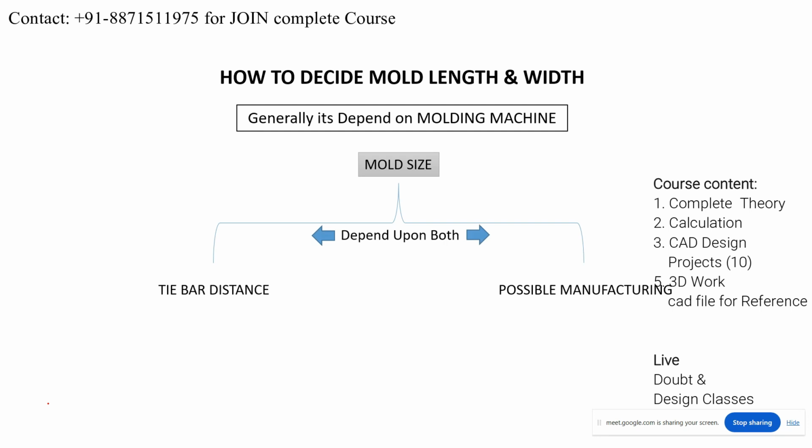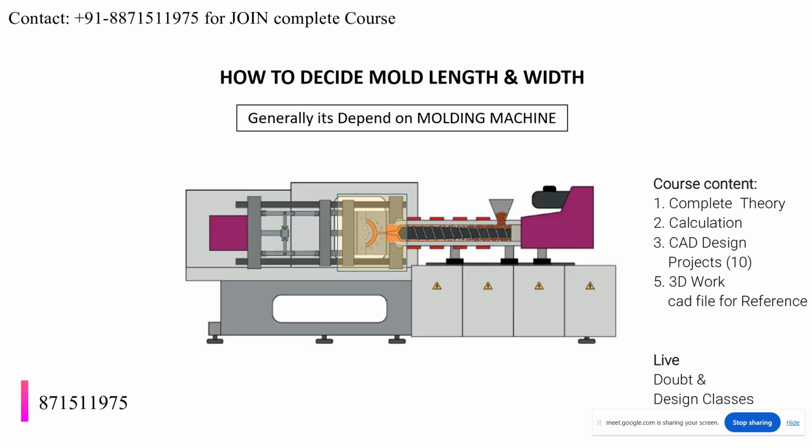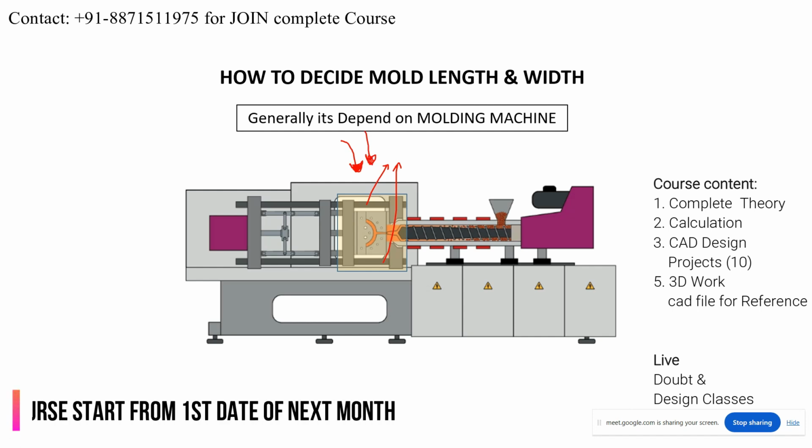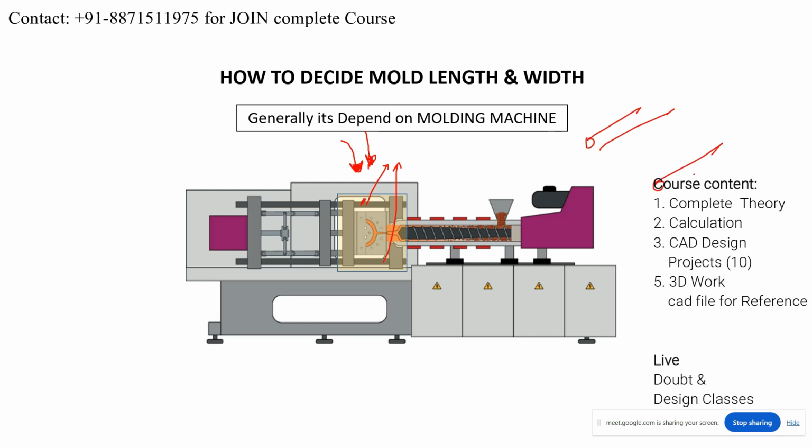As I told you, what is the tie bar distance of the injection molding machine? Here, where is the tie bar? Tell me, in this machine. Right, this is the tie bar from where your mold will be put. You have to put the mold from this direction, right or wrong? So this is your tie bar. Tie bar will be like this. Understood or not?